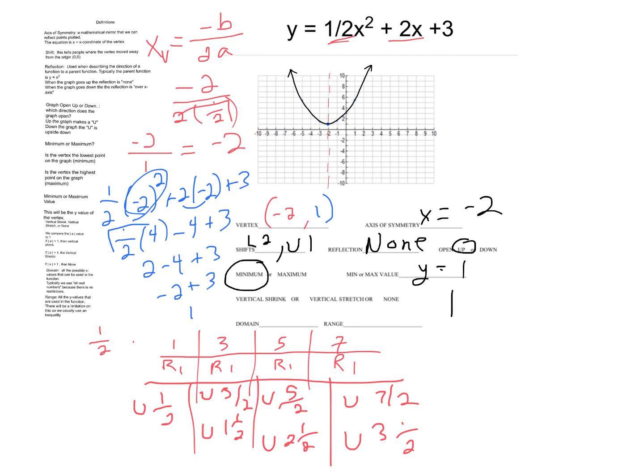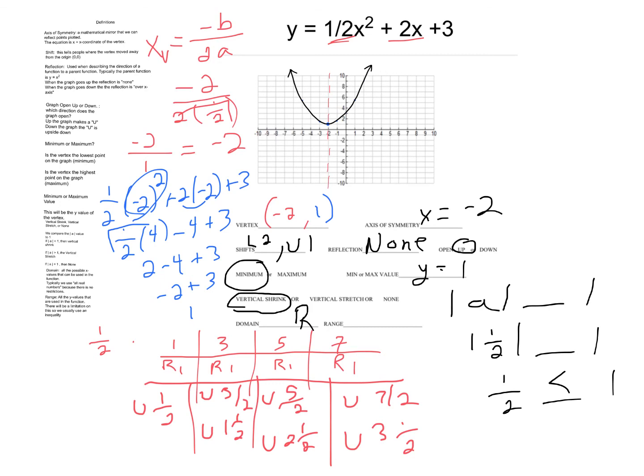Now, shrink, stretch, or neither, the absolute value of a compared to 1. So the absolute value of a half compared to 1, or 1/2 is compared to 1, which is less than. So this is a shrink. Okay, domains, there's no restrictions, so all real numbers. Now my range again, my y values do not go below 1, so y's are going to be greater than or equal to 1.